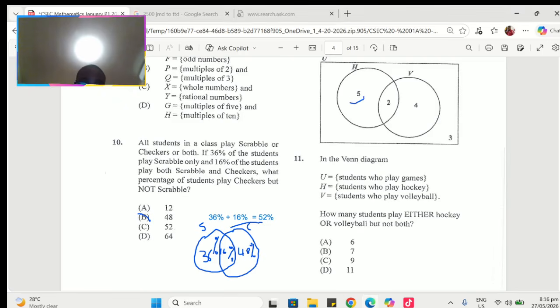So these 5 here play hockey only. These 4 here play volleyball only. These 2 play both, so they're not a part of it. And these 3 don't play any games. So it's just the 5 and the 4, which adds up to 9.